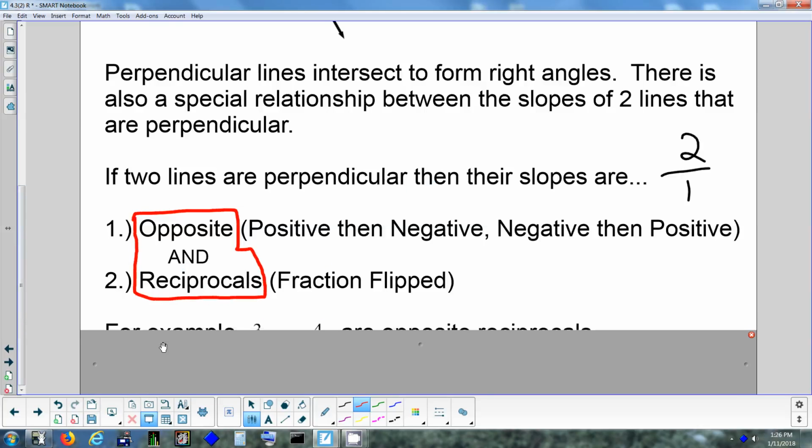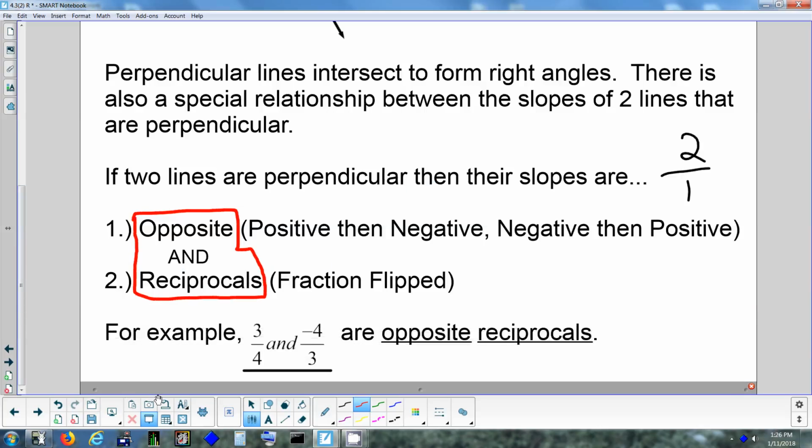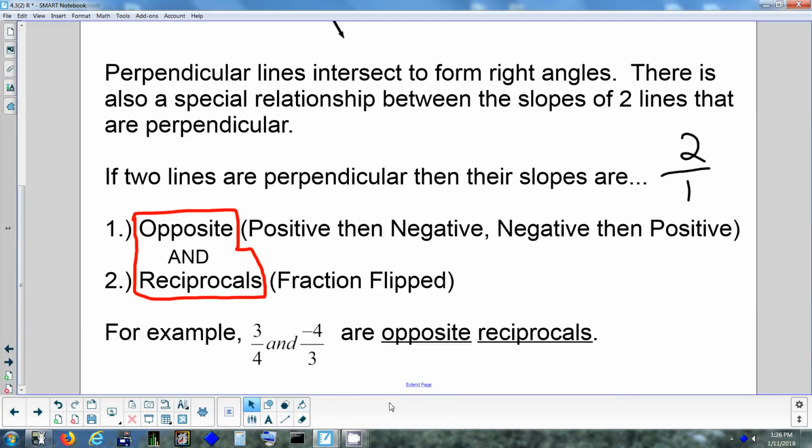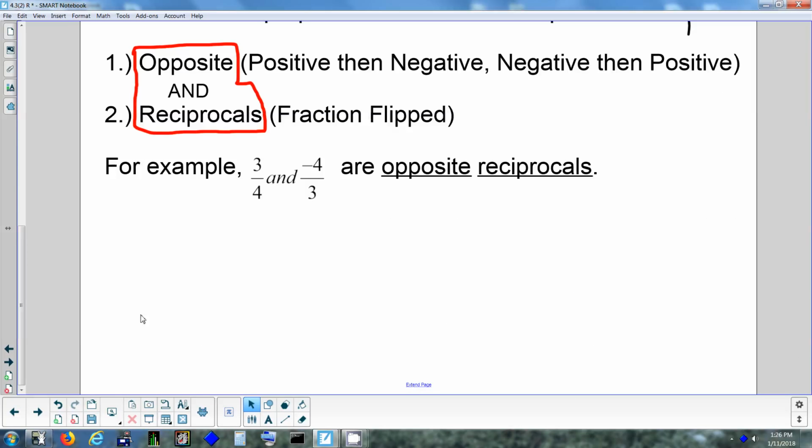Just like when we talked about with parallel, the y-intercept has to be different. Same thing here. But we're never going to give you ones that have the same y-intercept. We're not going to try to trick you. So we just gave you an example here, guys, and I think you have a little blank for that on your guided notes.